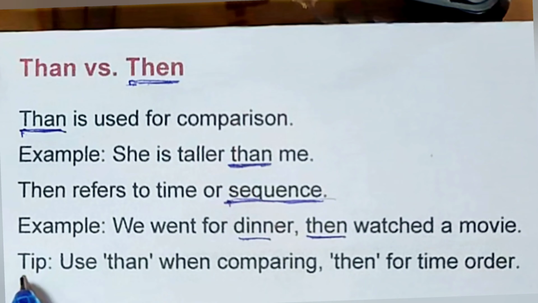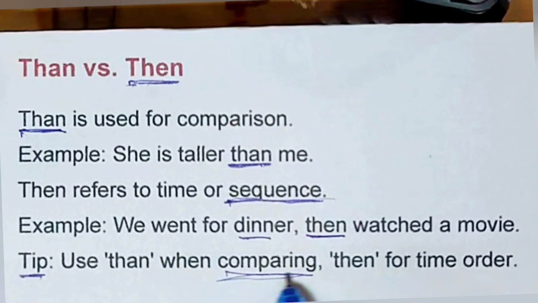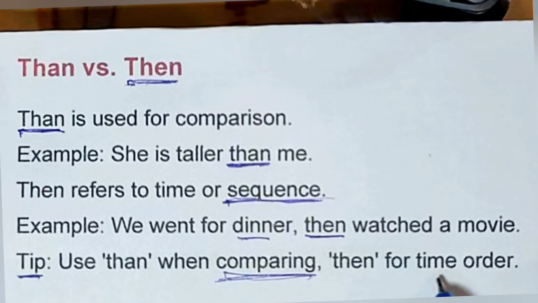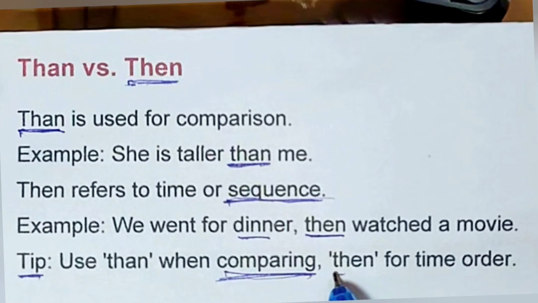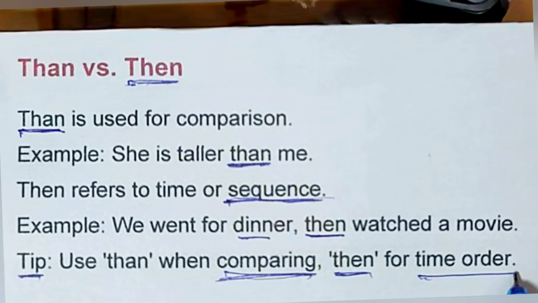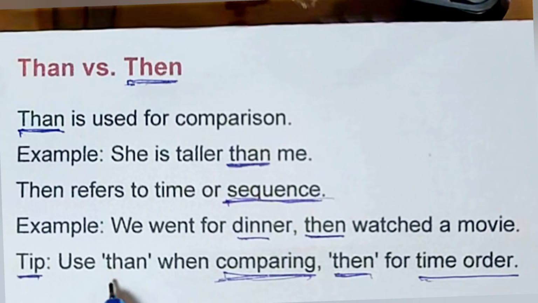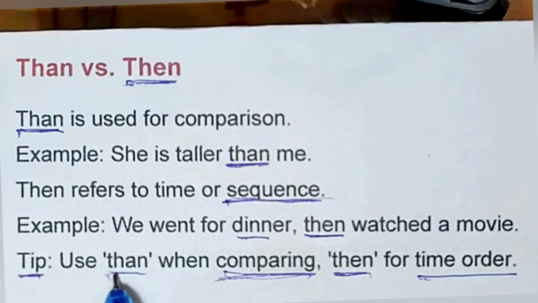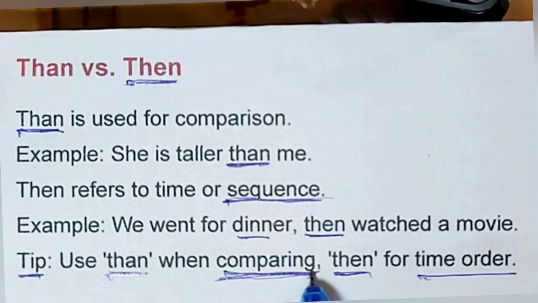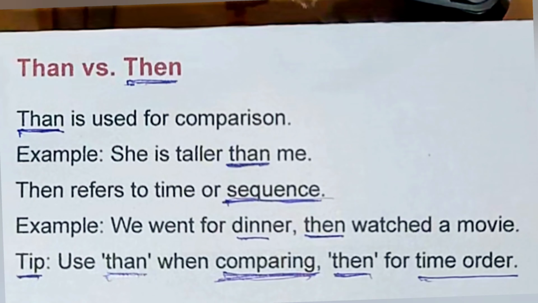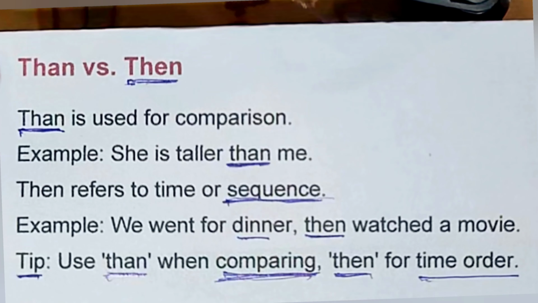And tip for these two words here: use than when comparing and then for time order. So this one is for the time order and this one is for comparing. Hopefully you clearly understand how to use these two words.